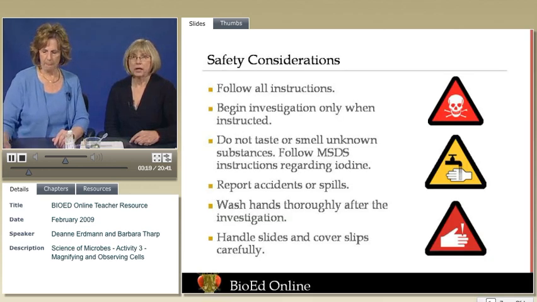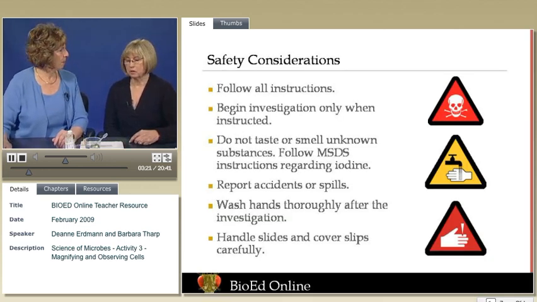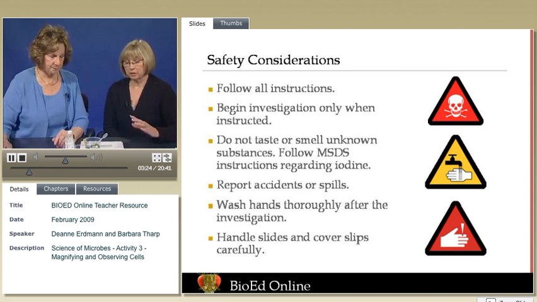All right. Okay, I think next we want to consider all the safety that's important for this kind of exploration. That includes making sure that the students follow all directions. With safety considerations, you want to make sure that these are set up ahead of time and that they're always followed. And it's nice to have them posted in the classroom as well.